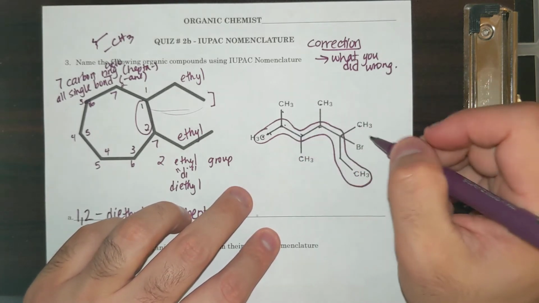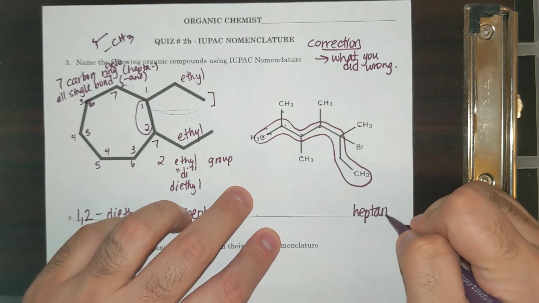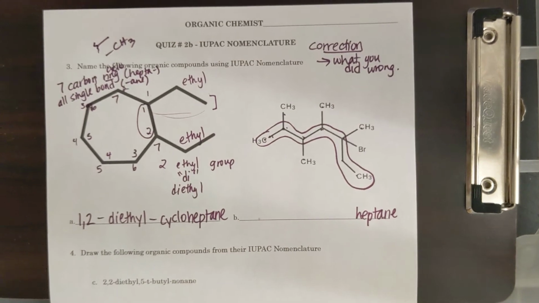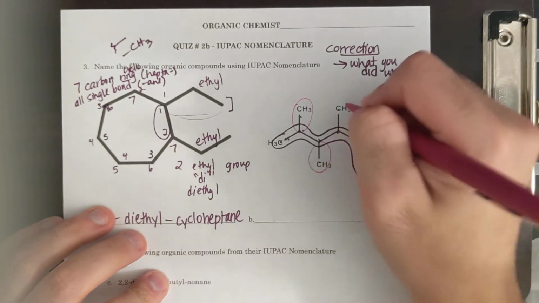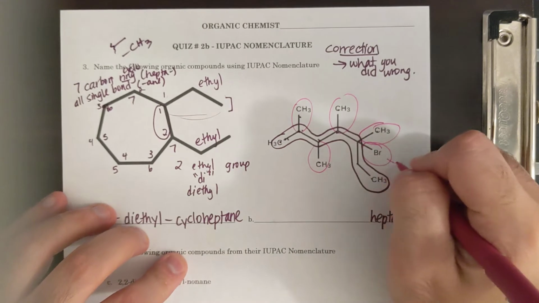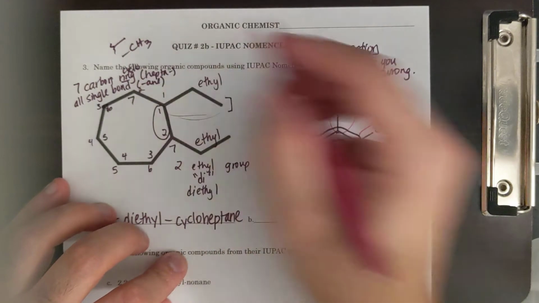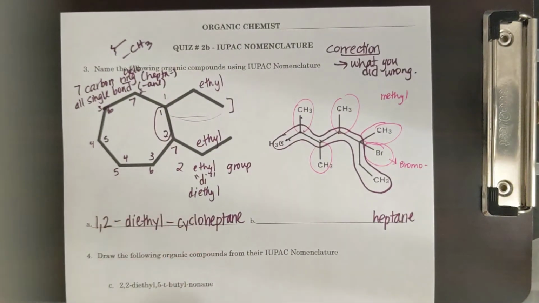So I have a 7-carbon chain, again, all single bonds, but no ring. We call that heptane. Now I have to talk about and name these substituents. Okay, so I'm going to circle them. 1, 2, 3, 4, 5. I have 5 substituents to talk about. This is bromo. And all of these, like I mentioned over here, all of these are methyl, and there's 4 of them. So we have to figure out how I want to number this.